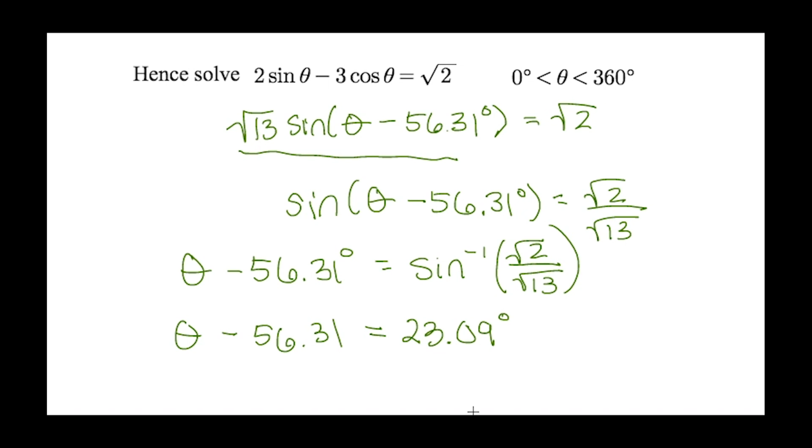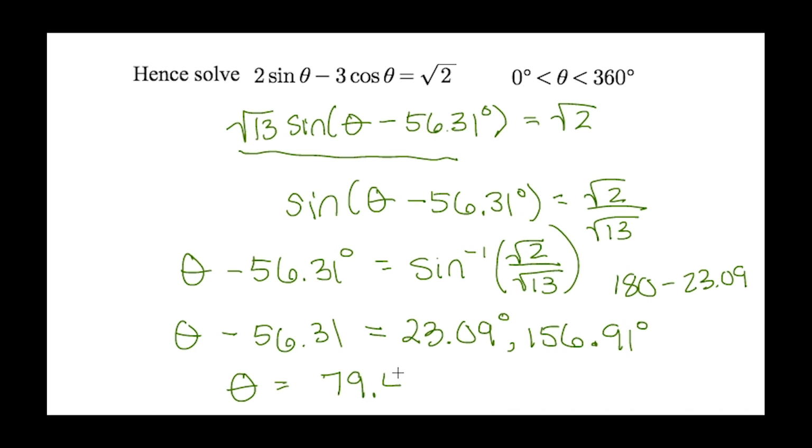Now remember, you have to find the other angle before moving anything that was inside the parentheses over. So for sine, it's going to be positive in quadrants 1 and 2. So to find the other angle, it's 180 minus 23.09, or 156.91 degrees. So to find theta now, I'll add 56.31 to both of these angle measurements and get my final answer of 79.4 degrees and 213.22 degrees.